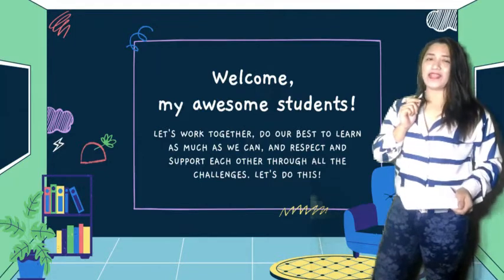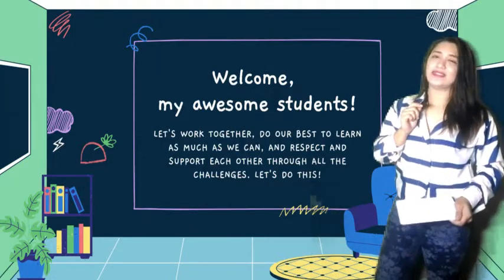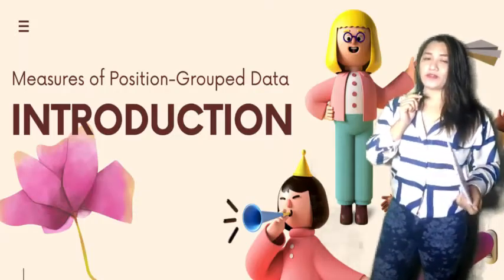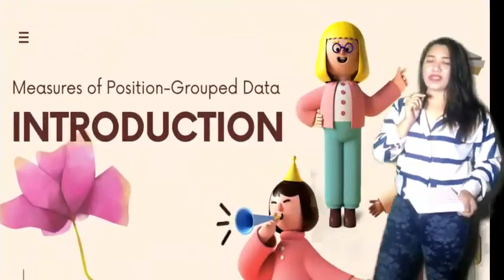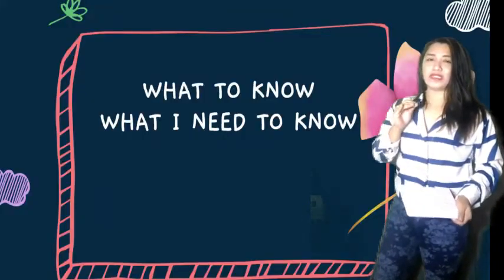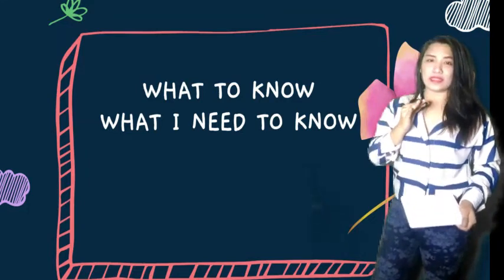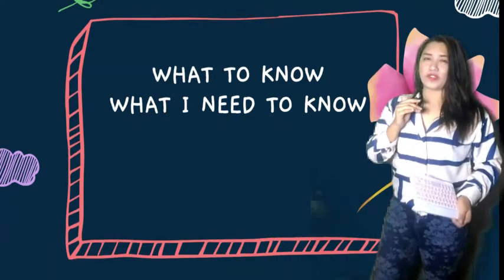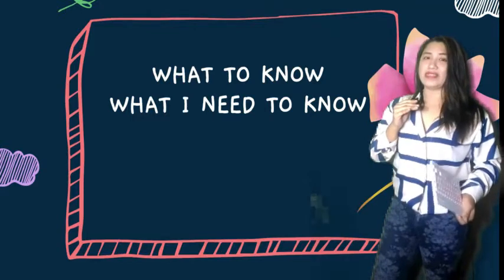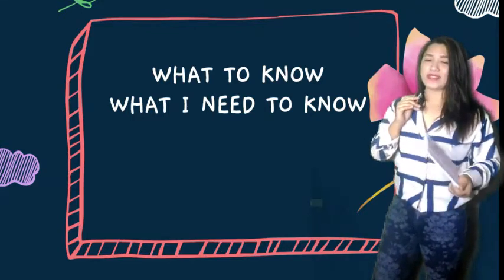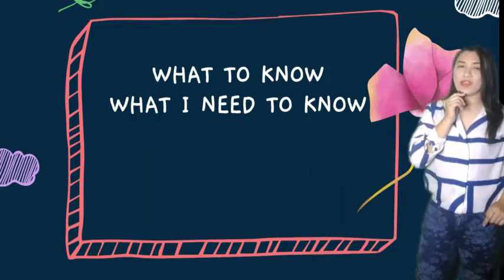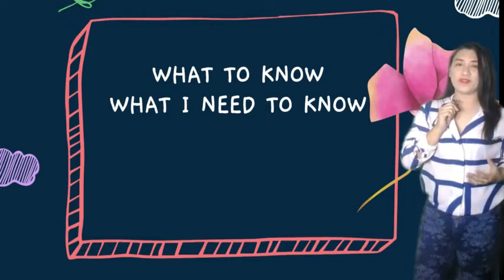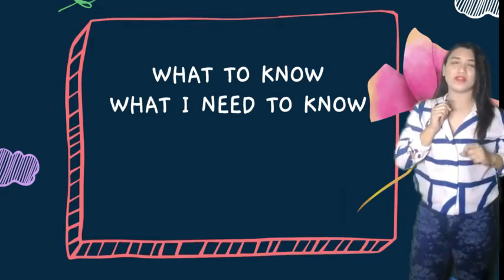Alright, but before we start, I know that you have some questions in mind. You might be asking yourself, what will I learn now? What's new? Today we will be discussing the introduction for the measures of position of group data. But I would like to recall some real-life experiences or situations wherein you might not be aware that these measures of position already exist. And what are those scenarios? Probably you might be asking yourself what I need to know, what's new. So let's start with this one.